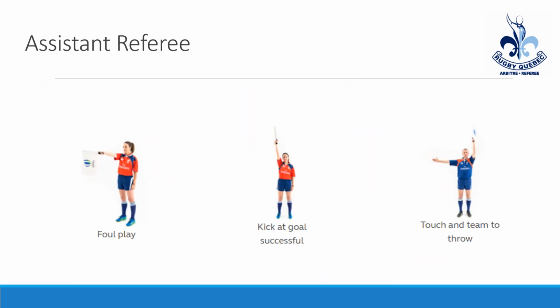So the assistant referee only actually has 3 signals. These are all 3 of them. For foul play, you stick your flag out. For a kick at goal, you put your flag up. And for touch, you put your flag up. If you're running touch on a Saturday at one of your club games, you should not be doing anything else with the flag other than these 3 signals.